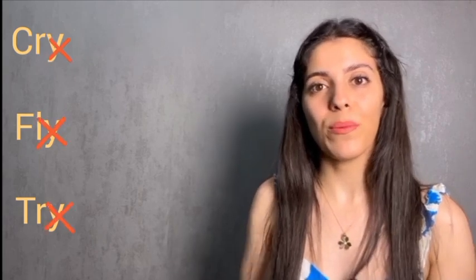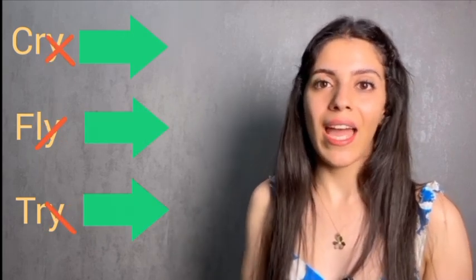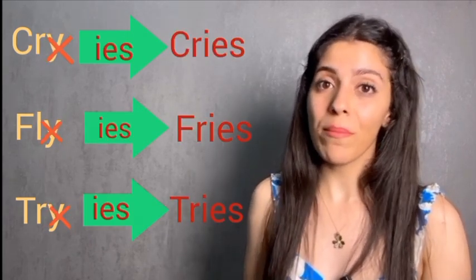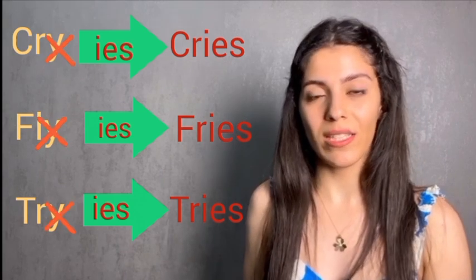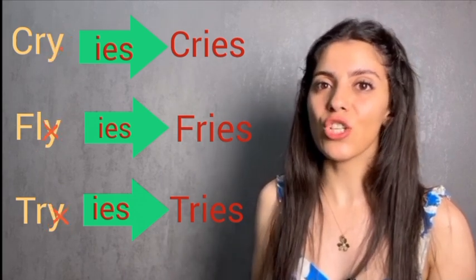Okay, but what if the verb ends in Y preceded by a consonant, like R? For example, cry, or fly, or try. Then what we have to do is to remove that Y at the end and add IES. Remember that we only do it when the subject is he, she, or it.